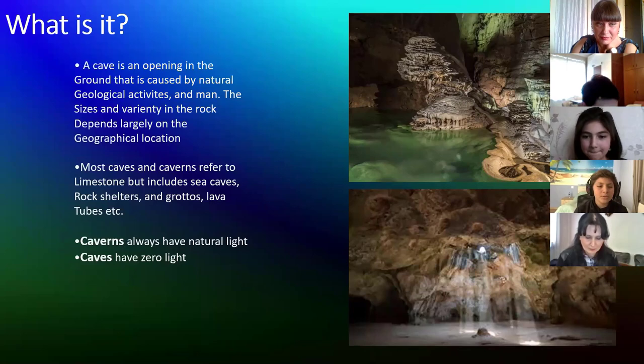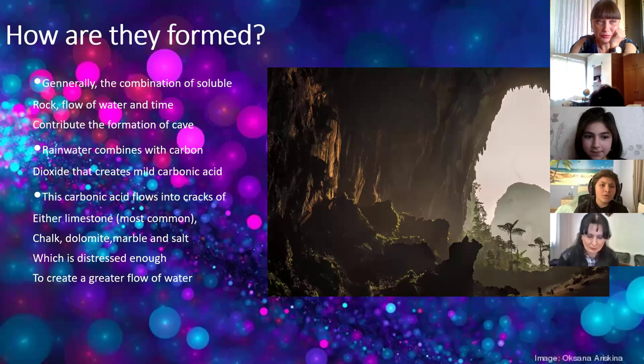How are they formed? Generally, the combination of soluble rock, flow of water, and time contributes to the formation of a cave. Rainwater combines with carbon dioxide, which creates carbonic acid. This carbonic acid flows into cracks of limestone, shale, dolomite, marble, and salt, which is distressed enough to create a greater flow of water.